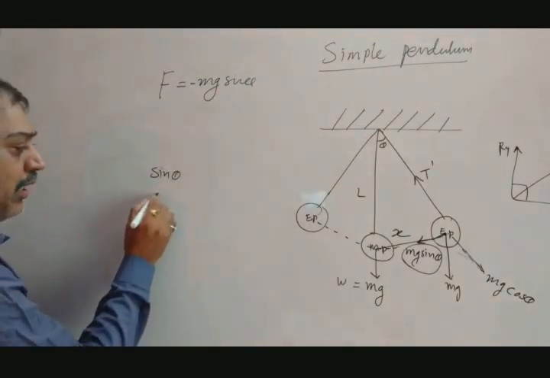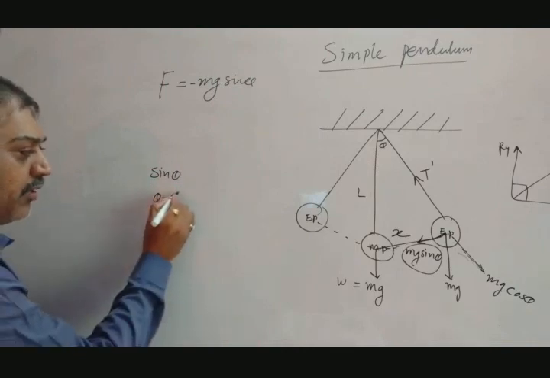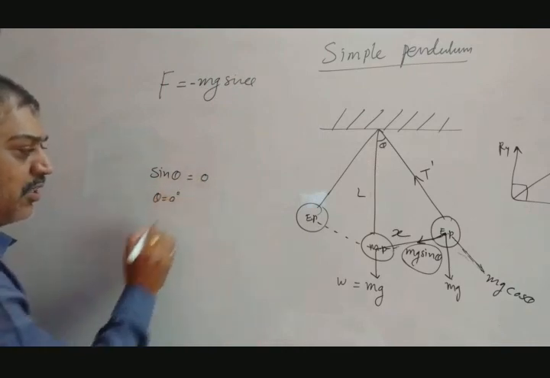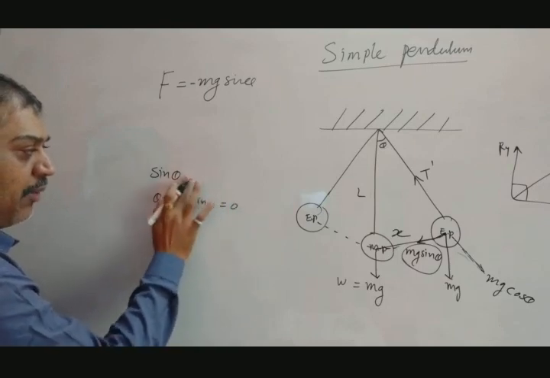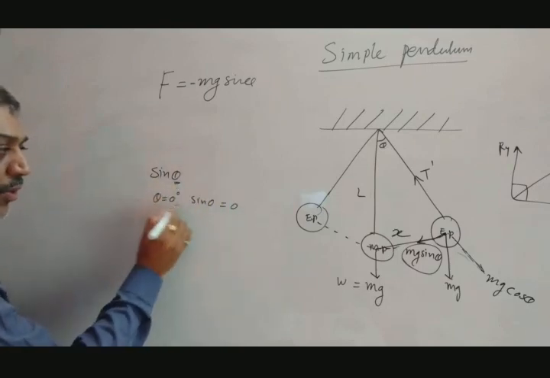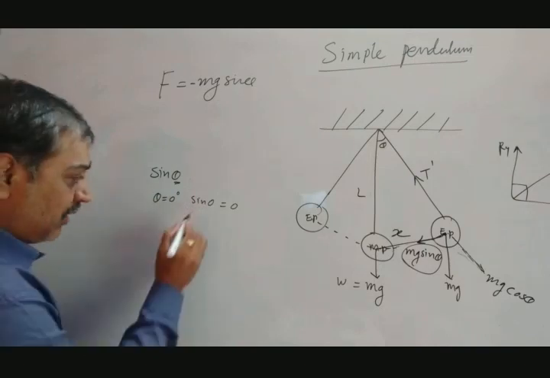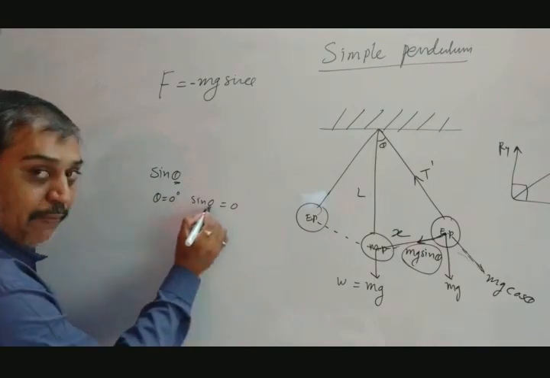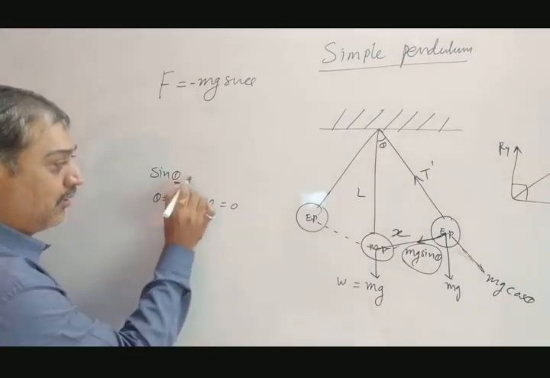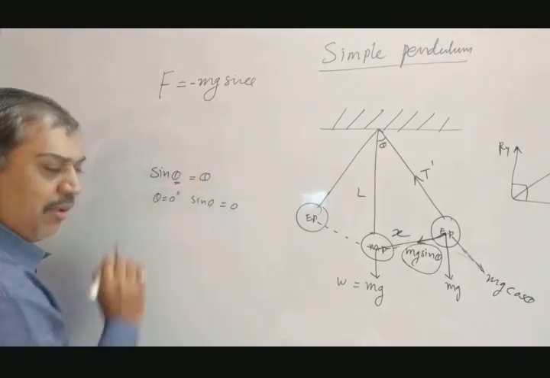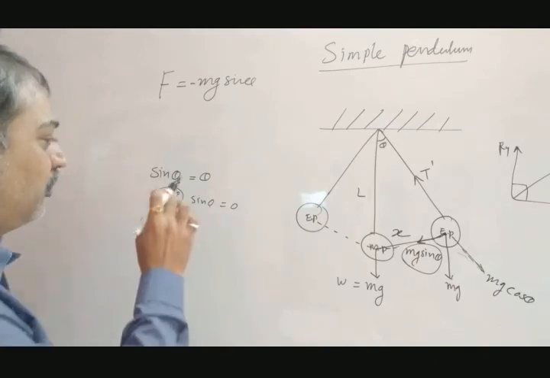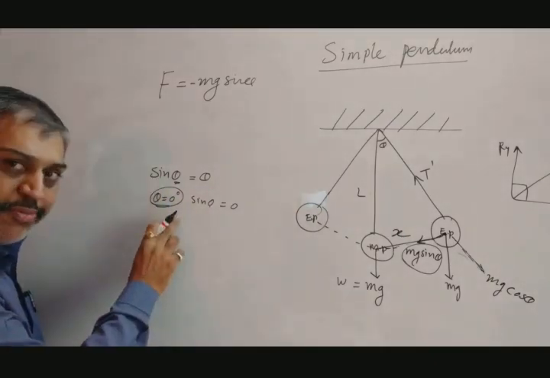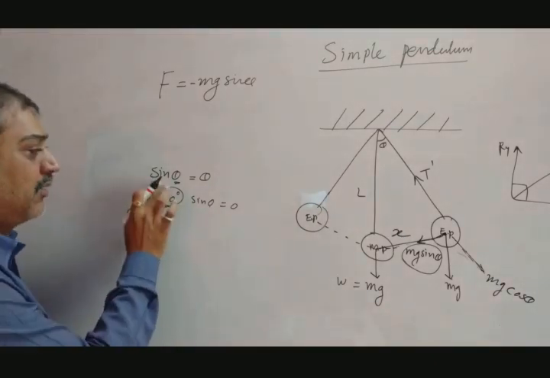Okay, if theta equals 0 degrees, what is sine 0? Sine of 0 is 0. I will write here: if theta equals 0, sine 0 is 0. Now, if we consider this as theta, we can write sine theta equals theta. It might be 0 or very small. So use this condition: if theta is very small, less than 10 degrees, then sine theta is theta.